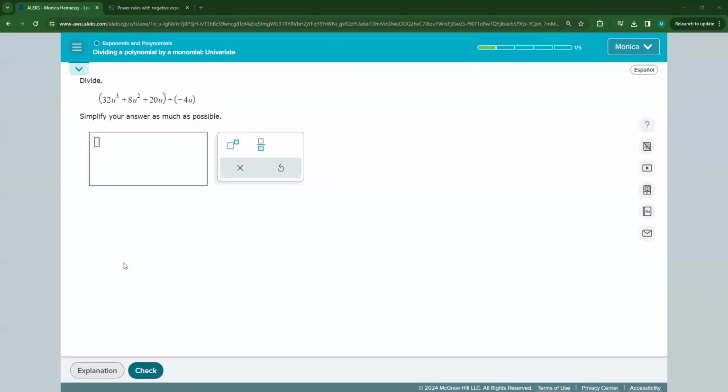All right, so this time they did write it down as a distributing, like we do with a number in front. We could distribute with multiplication if there's no symbol. This we're dividing, and we're going to divide every single term that we have. So we are going to write 32u to the 3rd, and it's going to get divided by negative 4u. And then our next term is a plus 8u squared, and that's also going to get divided by a negative 4u. And then we have a plus 20u, and that also gets divided by a negative 4u.